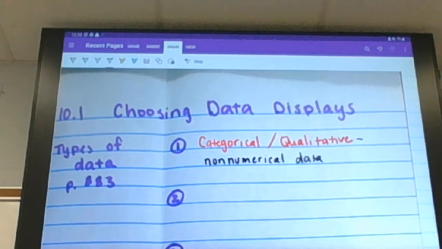Non-numerical data. The biggest thing, and this doesn't really make sense until you get down into examples, is that doing math with categories doesn't really make sense. You don't add and find the averages. There's no math involved with categorical or qualitative data. That's not the type of data you do math with.